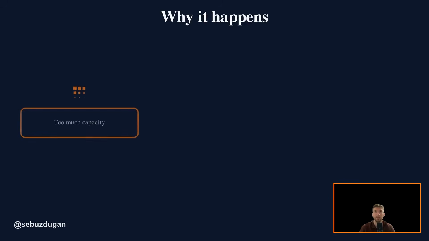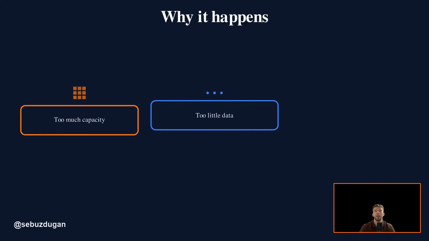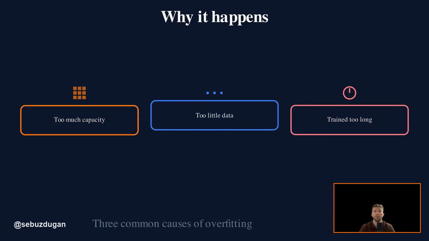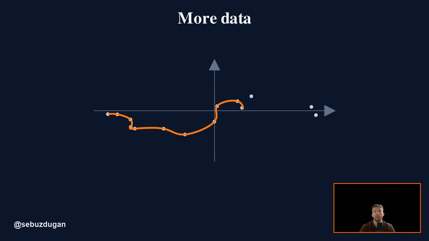Why does this happen? There are three common causes. The model has too much capacity, so it can bend to anything, or there is too little data to learn from, or we simply train it for too long. The good news is the fixes are simple.